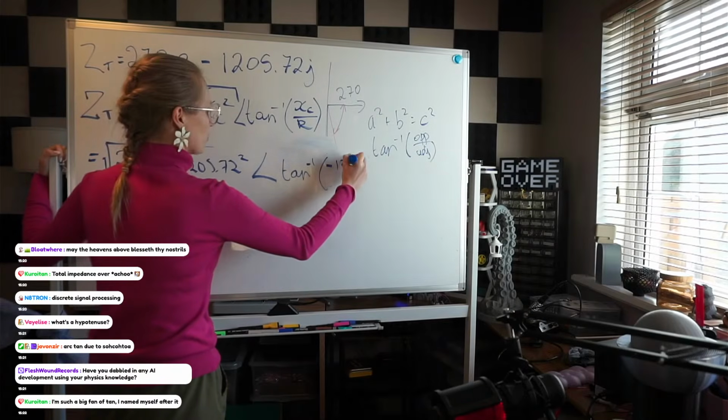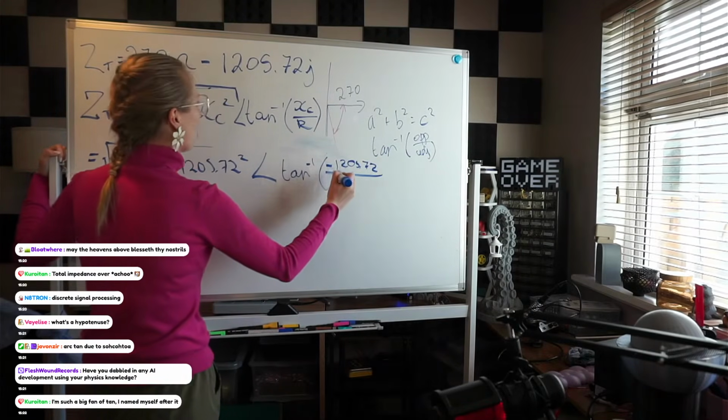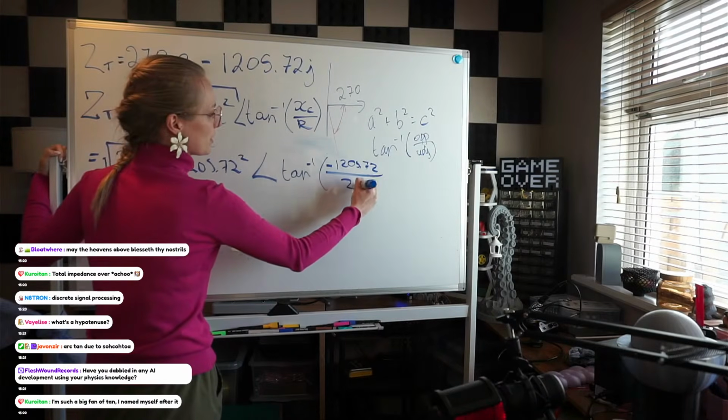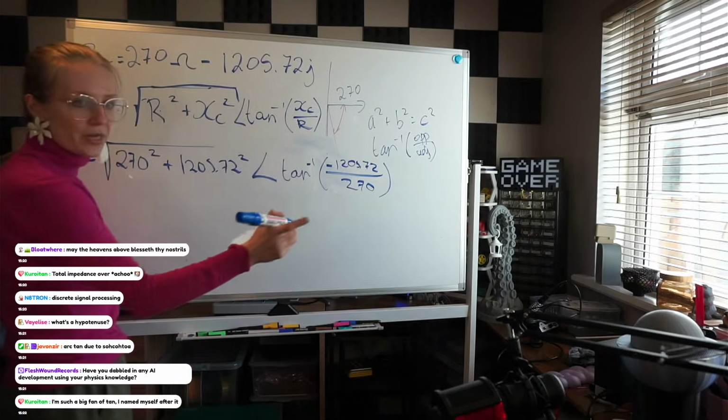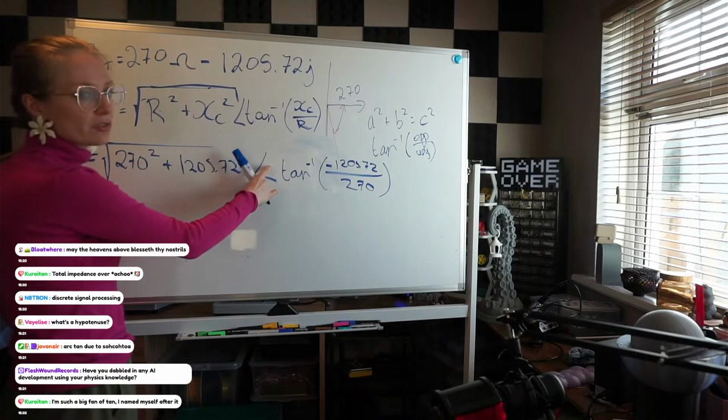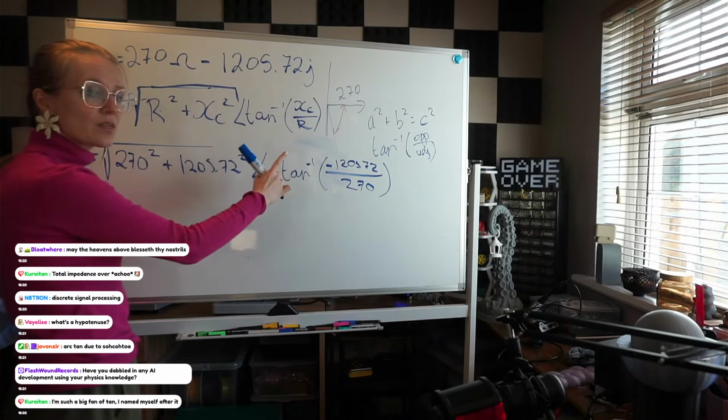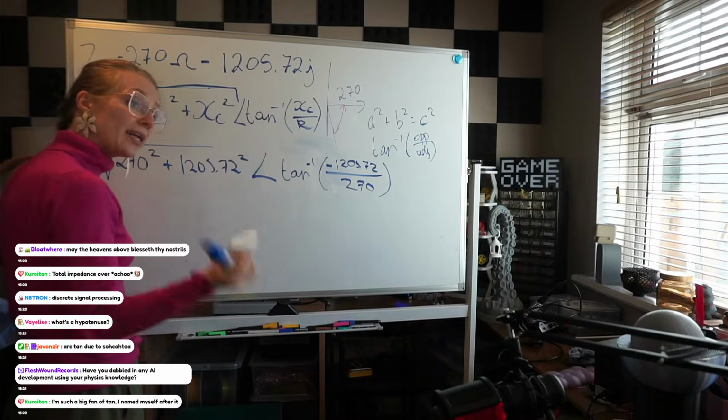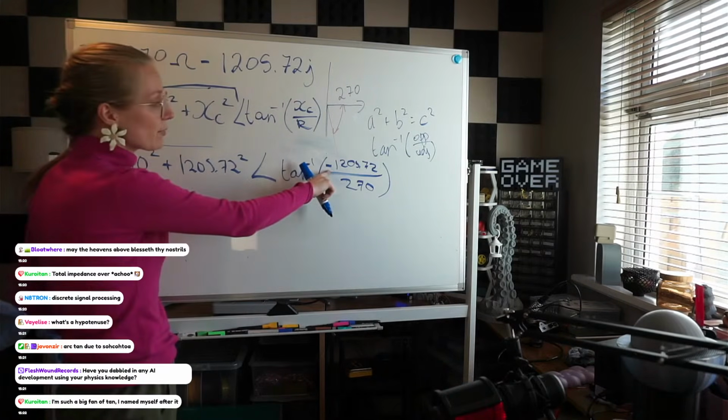minus 1205.72 all over 270. Now, sometimes you'll see an equation and say, Tofu, you forgot the minus sign in front of your arctan because that's the formula for a capacitor. And you're absolutely right. But it's the same thing as saying this guy.